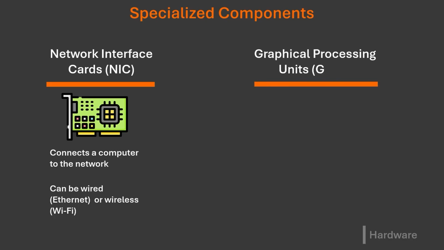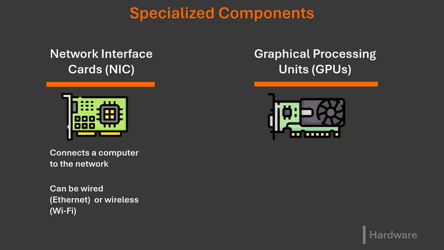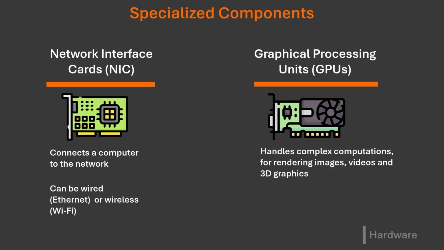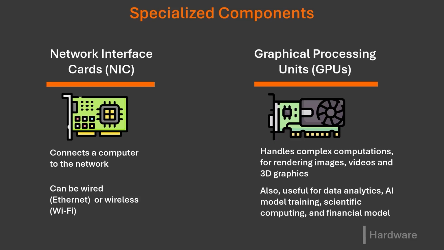A graphics processing unit or GPU is a specialized processor optimized for handling complex computations, particularly those required for rendering images, videos, and 3D graphics. Originally designed for gaming and visual processing, GPUs have evolved into powerful parallel processors used in various business and technical applications, including data analytics, AI model training, scientific computing, and financial modeling. Their architecture enables the simultaneous processing of large data sets, making them highly efficient for tasks that require massive parallel computation.